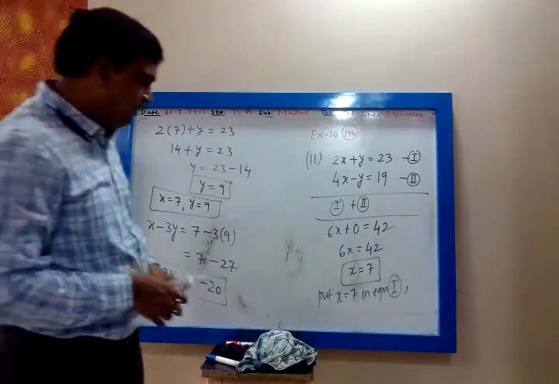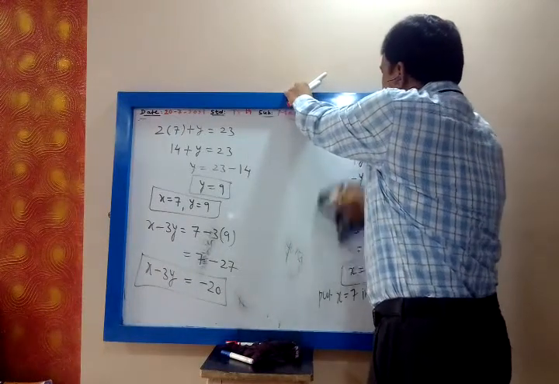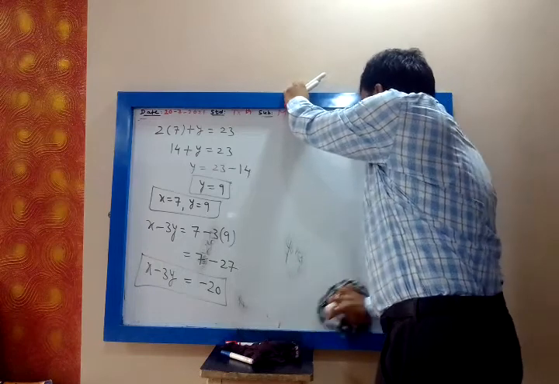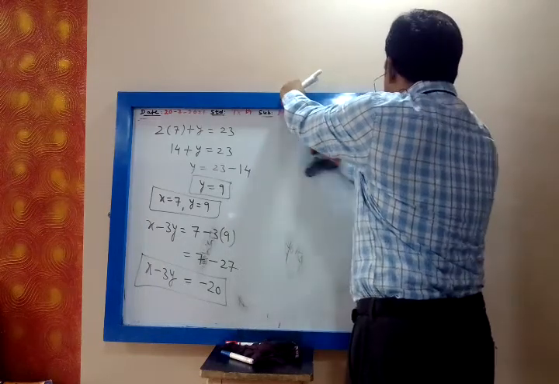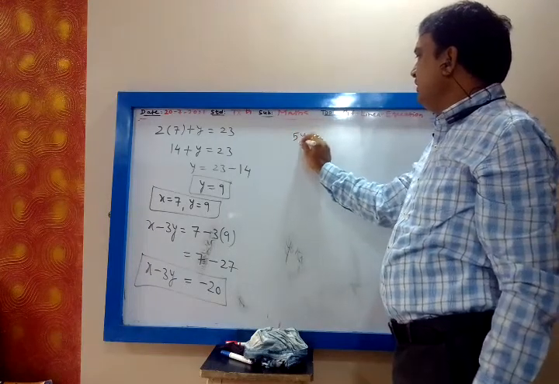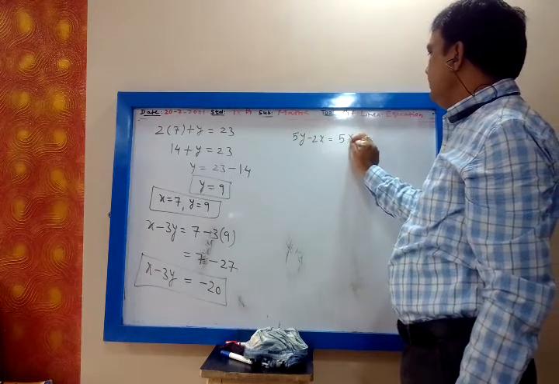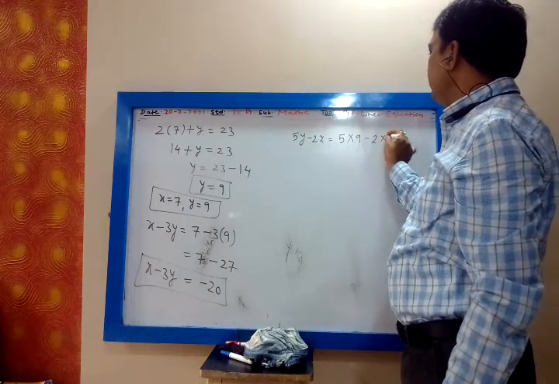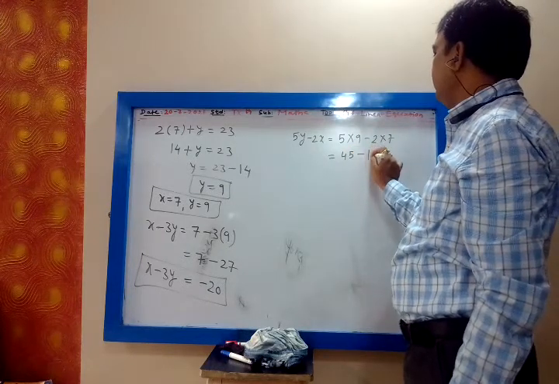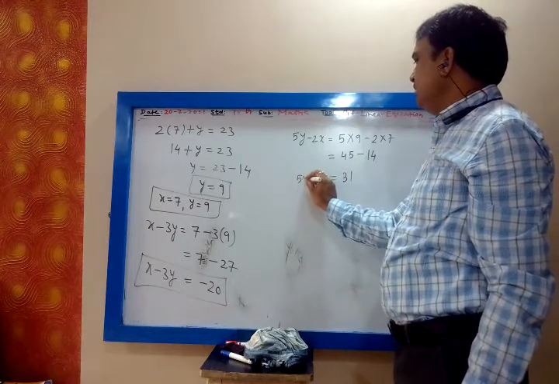Find the value of 5y minus 2x. What is y? Y is 9. 5 into 9 minus 2 into 7. That is 45 minus 14. That is 31. So 5y minus 2x is 31.